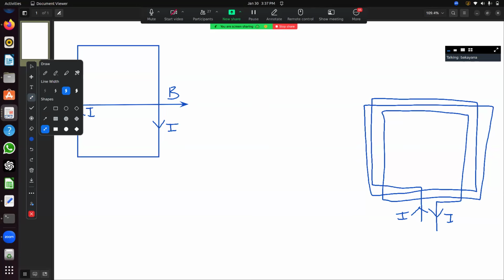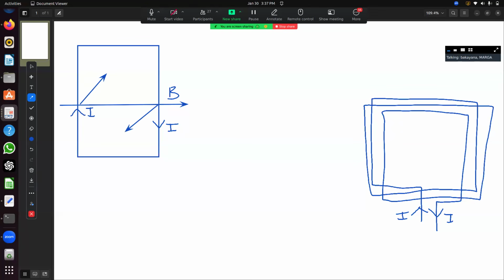So this force acts in such a direction that if current is moving upwards, applying Fleming's left-hand rule, then this coil will move to the other side. And the coil continues to turn when current reverses direction. So this is a force and this is a force. So the two sides experience two equal but opposite forces.